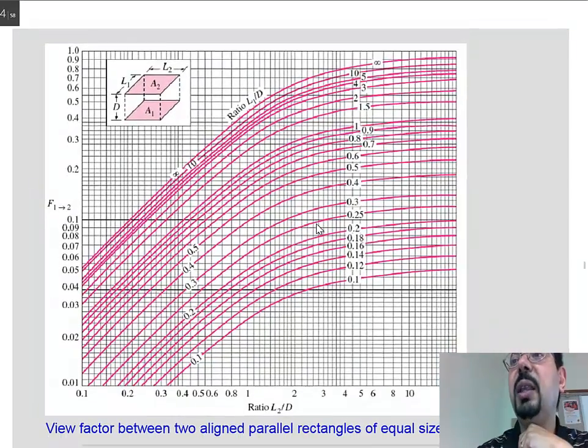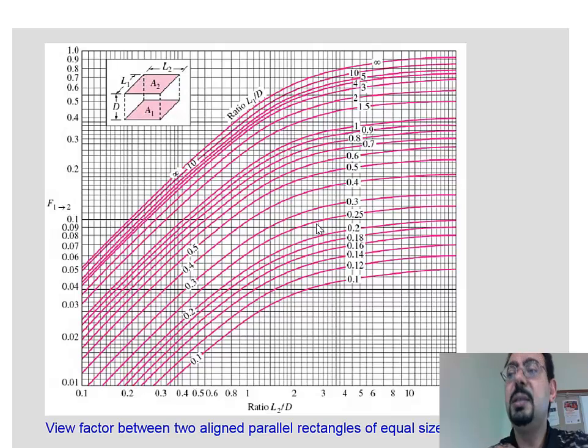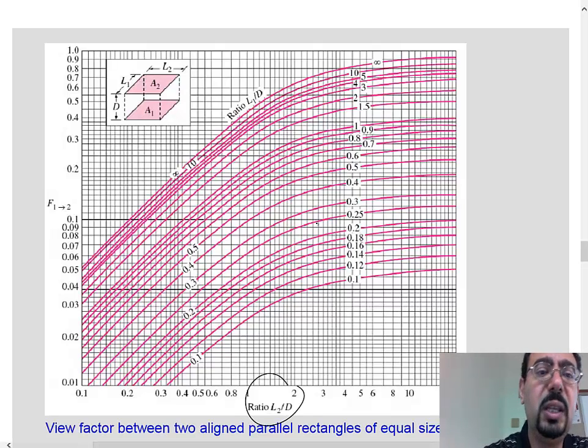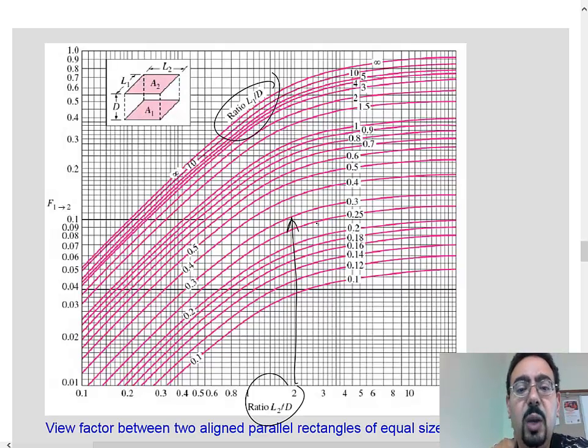So if you would like to get F12, all you need is the ratio L2 over D. What's D? That's the separating distance, and L2 is this length. So you get L2 over D, let's say it's 2. You come over here and read L1 over D, say it's 0.3. So you just come here and say, well, F12 is 0.1. Okay?